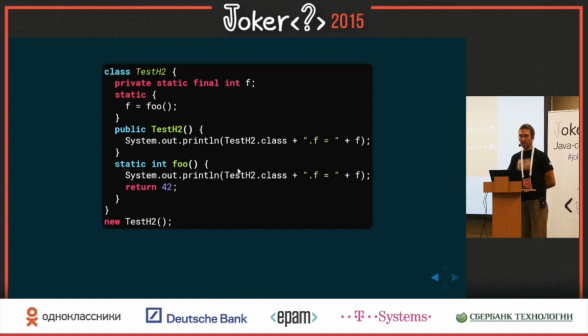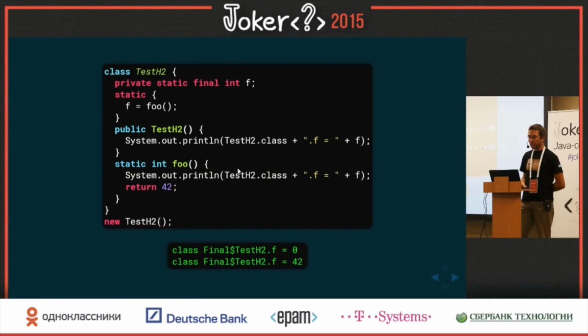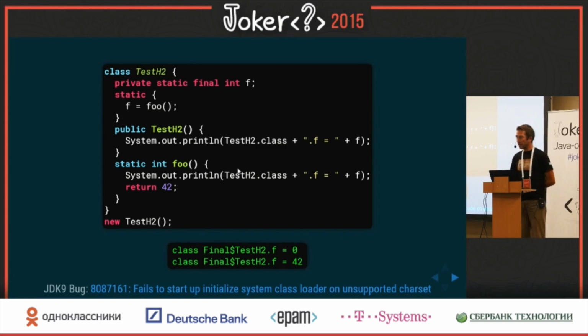The same problem can happen with static final variables. In this example, the static initializer calls foo, and foo prints the value of f before it is initialized. F is initialized with the return value of foo, and foo already uses f before it's initialized. And again, the output is 0 and then 42. This actually also happens in the JDK.